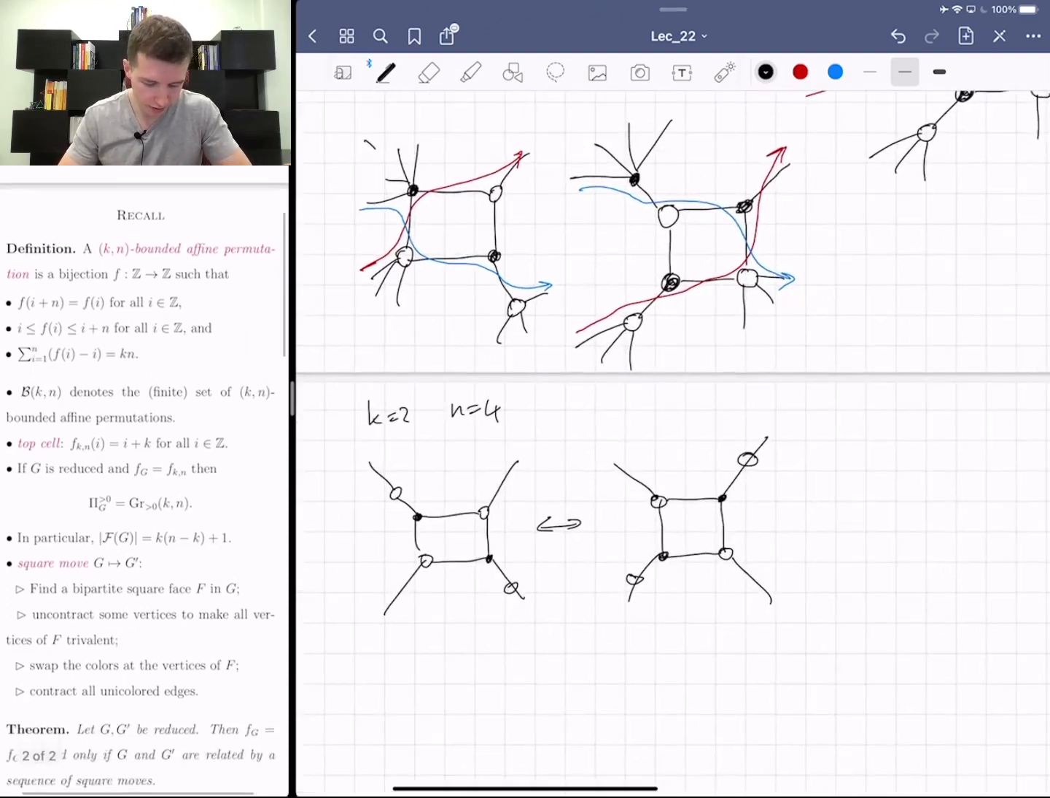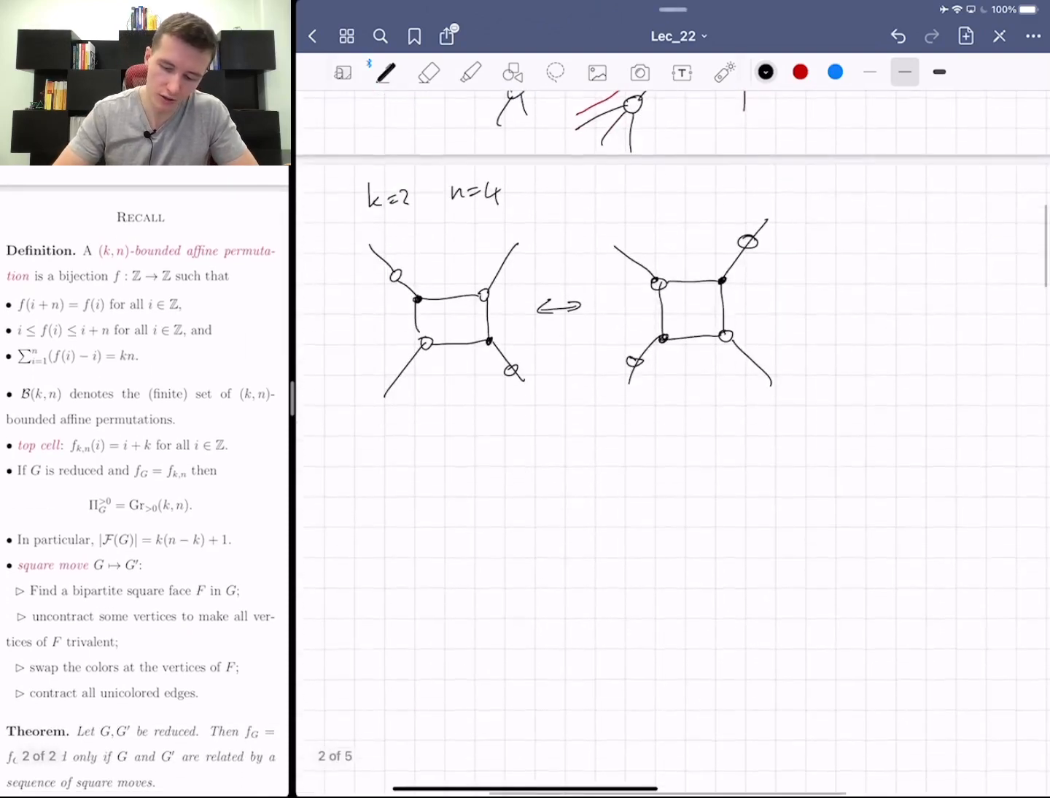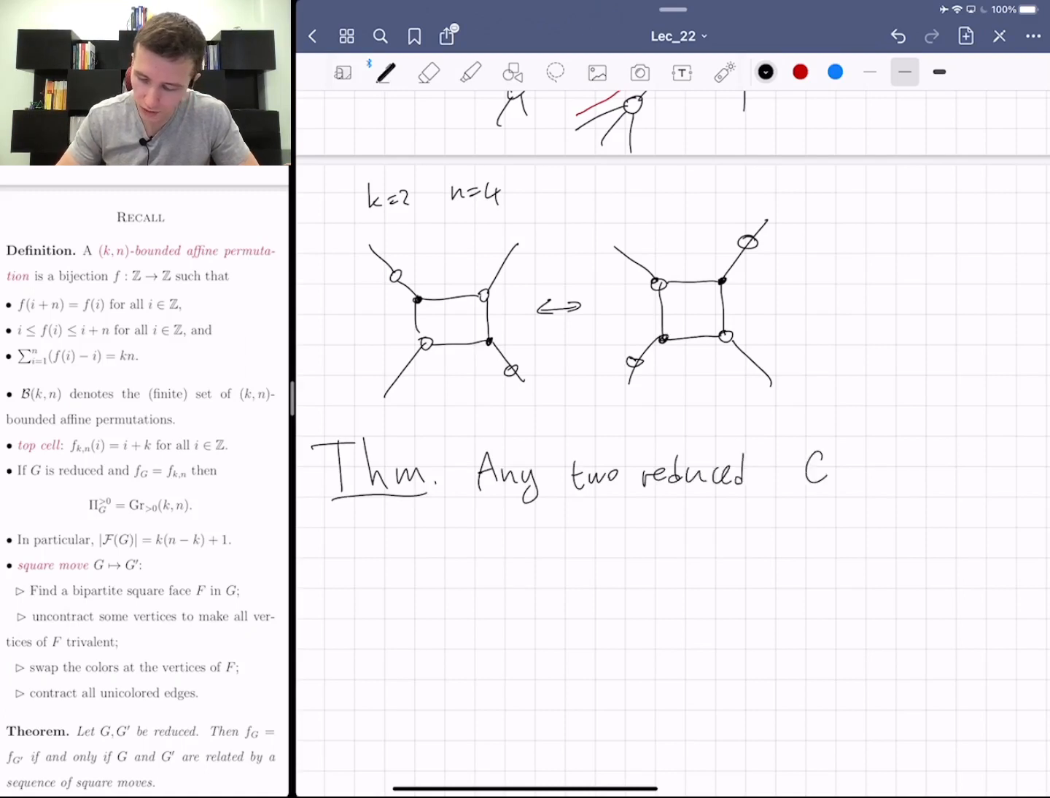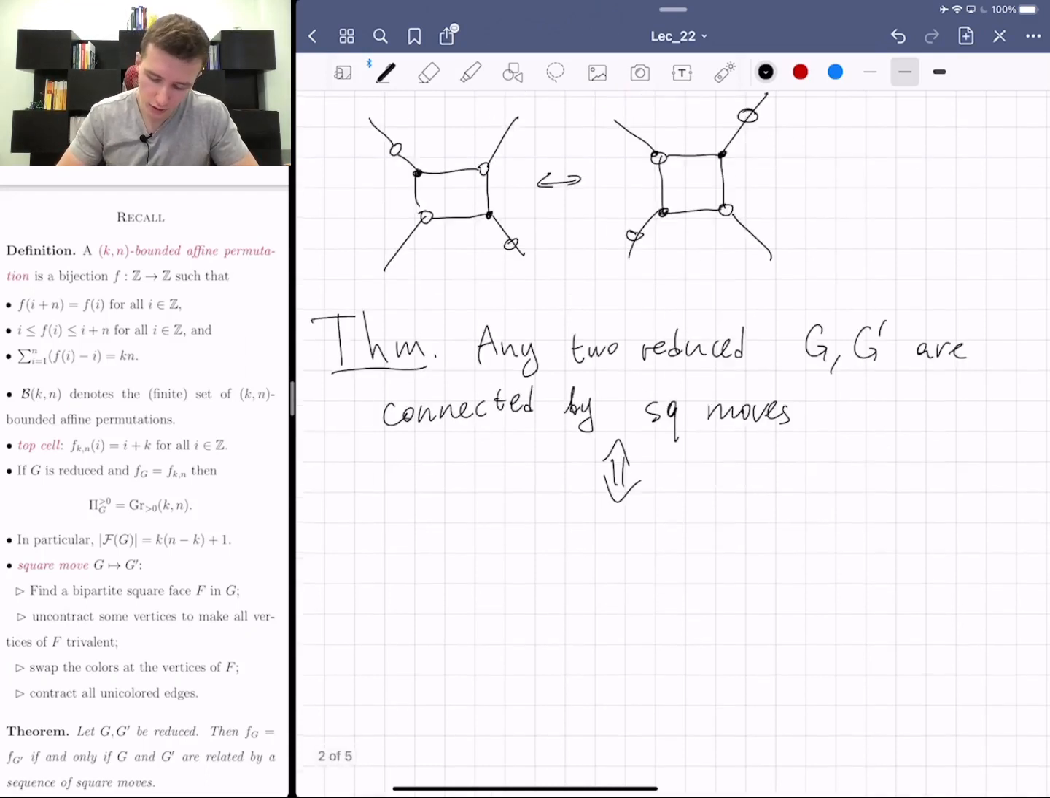And then the theorem is that any two reduced graphs are related by square moves if and only if they have the same strand permutation. Any two reduced graphs G and G prime are connected by square moves if and only if they have the same strand permutation.